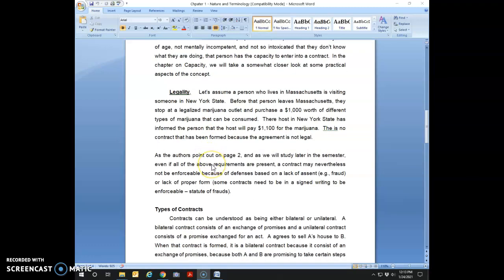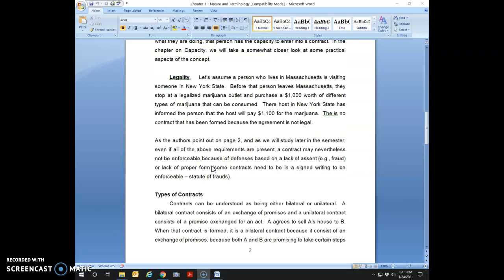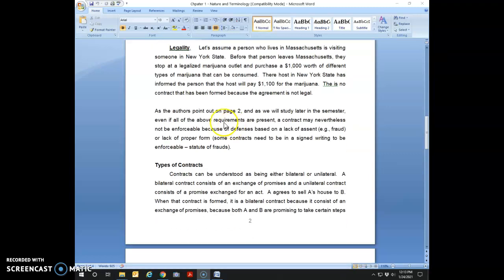When we talk about legality, I'm going to be more concerned about practical aspects of it, and that's going to get us into something called a covenant not to compete, anti-competition agreements, which I find to be interesting and very necessary in certain contracts. We'll talk about that when we get down to the material on legality.